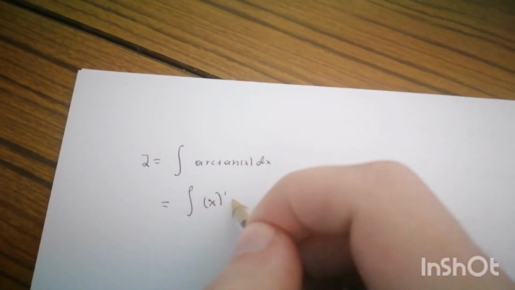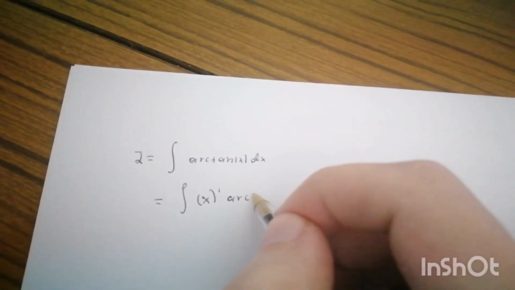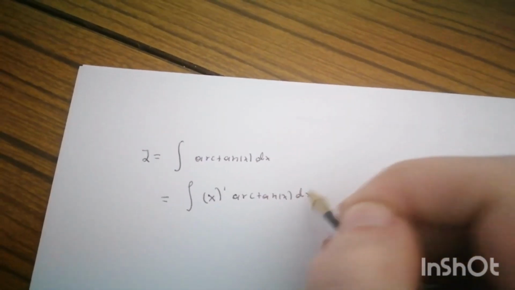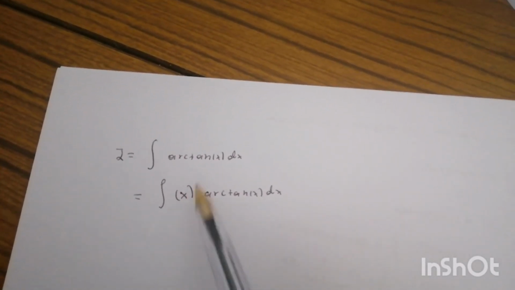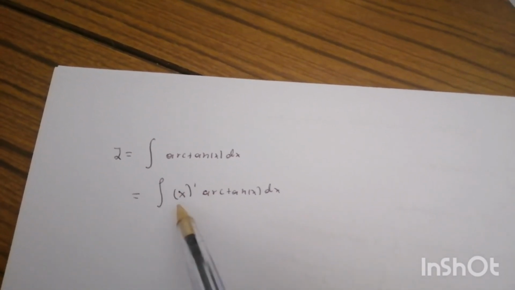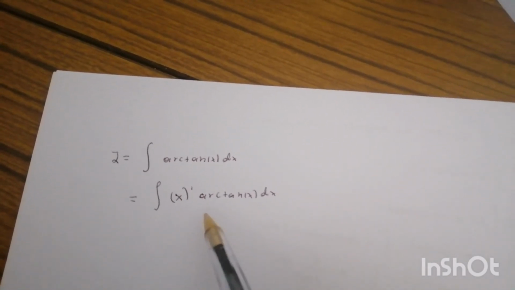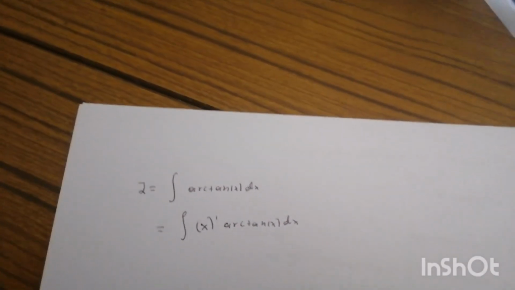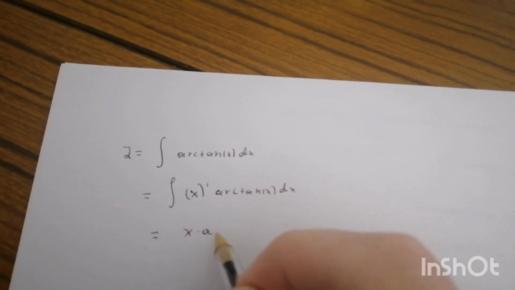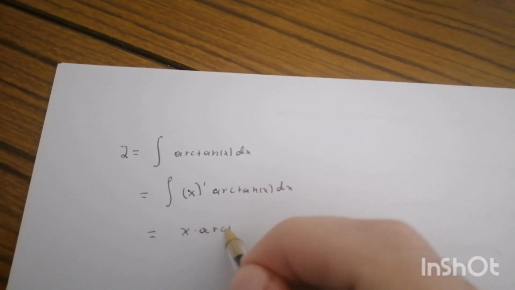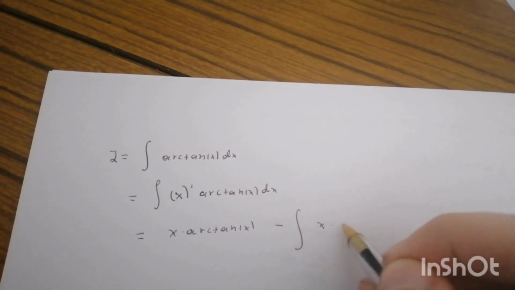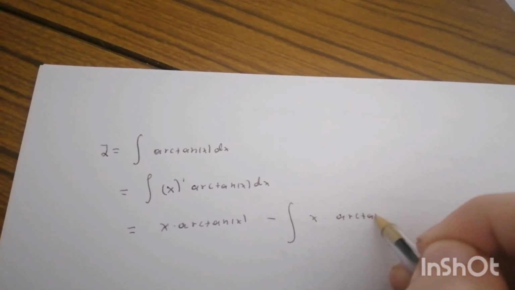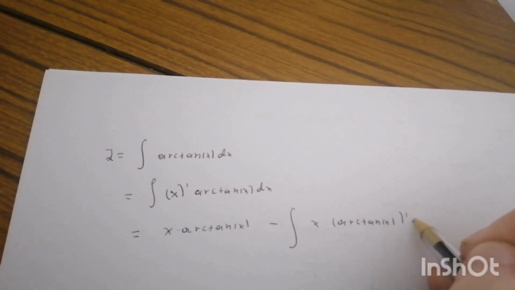Let's consider this expression here. So we write this integral. This integral is equal to the integral of x prime, which is the derivative with respect to x. This derivative is equal to 1, so we go back to this integral. Therefore, we can do integration by parts. It will be x times arctangent of x minus the integral of x times the derivative of arctangent of x dx.